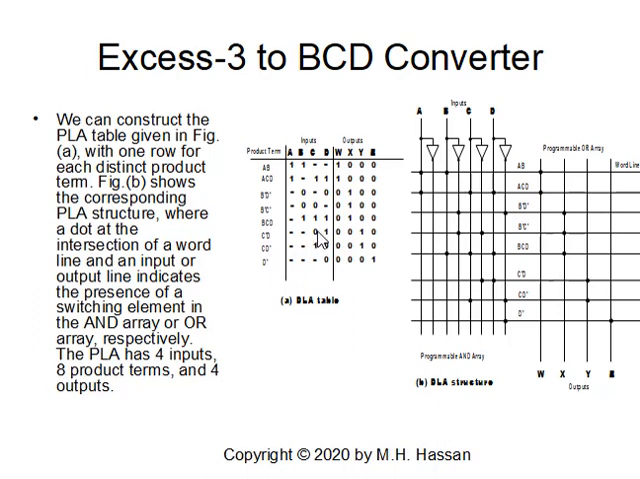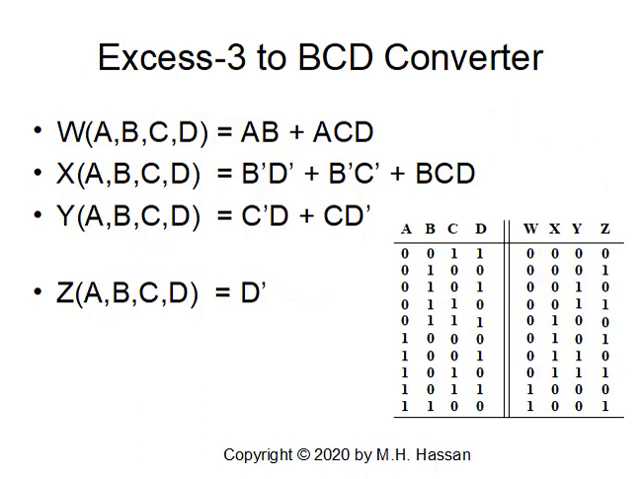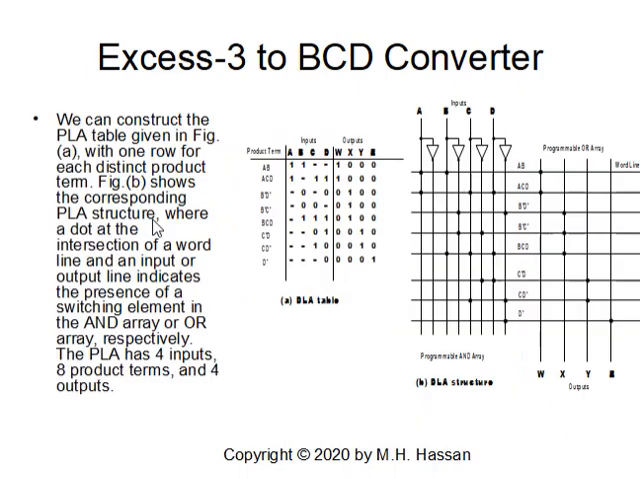And here, the output function, Z for instance, is equal to D' only. W is equal to AB or ACD. Apologize, Z is equal to D' only. So when Z is equal to D' only, if we look at the output function here, all those product terms are not selected. The only product term selected for Z is the one when we have D'.